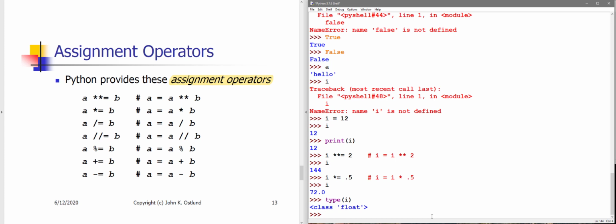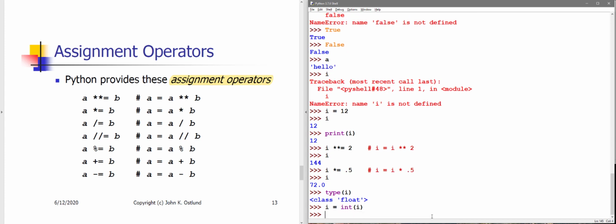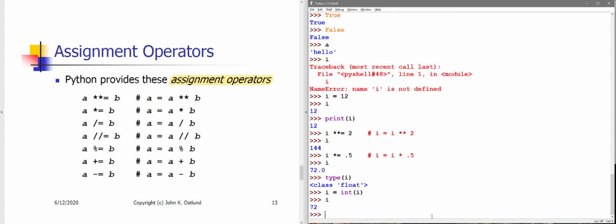All right, we haven't yet talked about how to convert a float into an int, but I'll just reveal that advanced knowledge right here. It's not really very advanced. I can make I be an int again by just converting I to an int by using int as a function. Now I refers to the integer value 72.